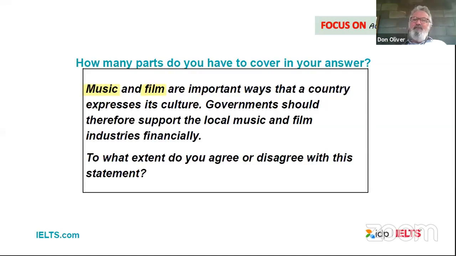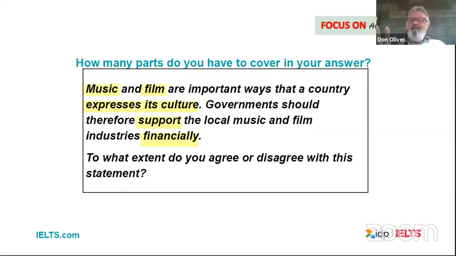We're talking about music and film not as a financial thing, we're talking about it as an expression of culture. So you have to talk about those things in those terms, how it expresses the character of a country, how it expresses the history of a country. Then we're asked about government support. Well, does the government simply give an award to someone, to a musician? No, we're asked about financial support. In other words, to what degree should the government give money to musicians and filmmakers?